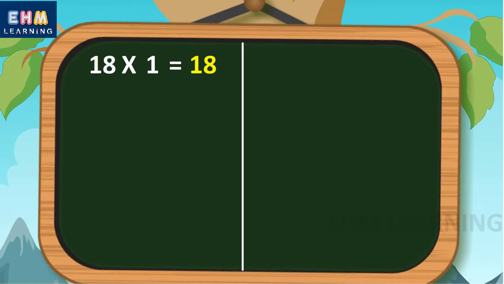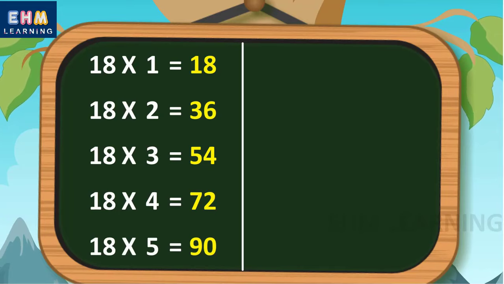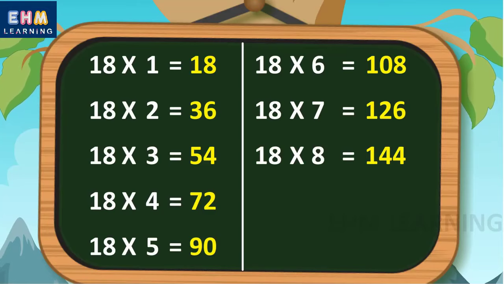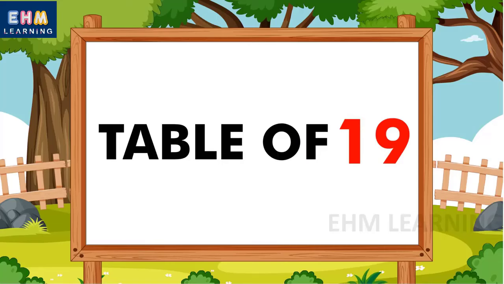Let's learn again. 18 ones are 18. 18 twos are 36. 18 threes are 54. 18 fours are 72. 18 fives are 90. 18 sixes are 108. 18 sevens are 126. 18 eights are 144. 18 nines are 162. 18 tens are 180. Table of 19.